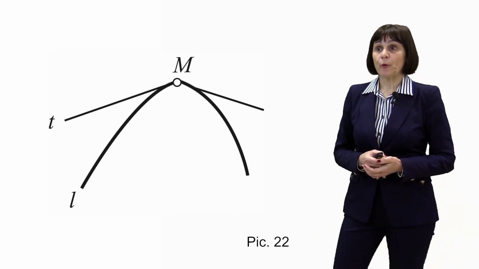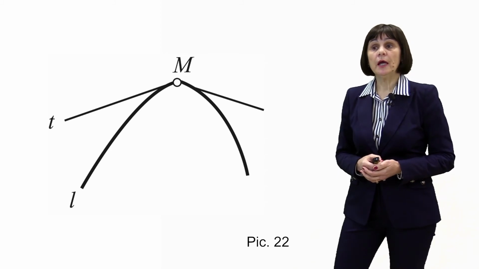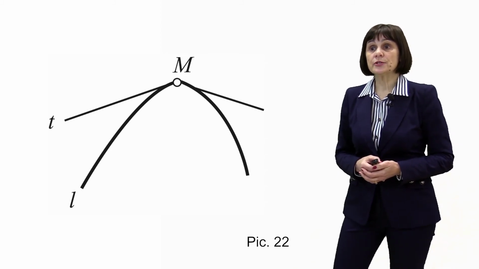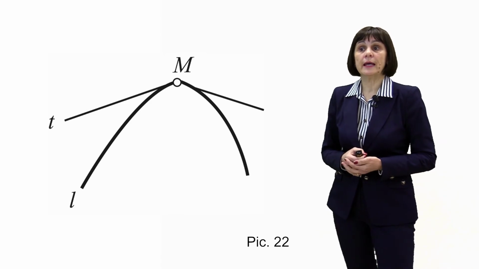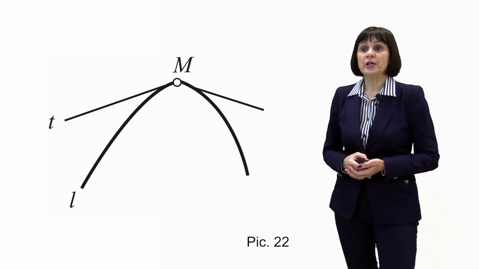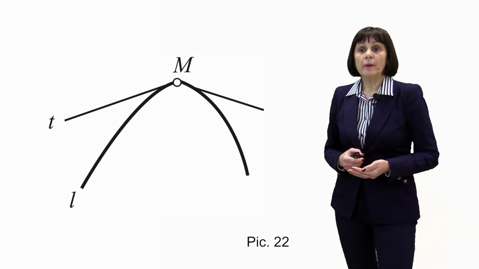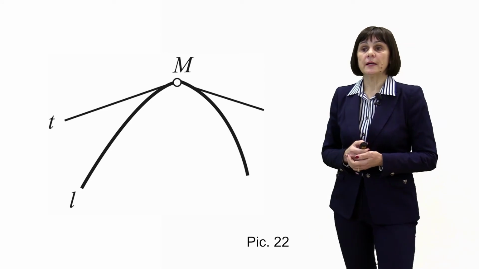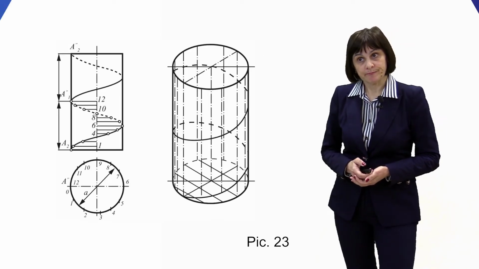Preserving these properties of curves in parallel projection allows us to state that a circle and an ellipse are projected into an ellipse. A parabola is projected into a parabola, and a hyperbola is projected into a hyperbola.